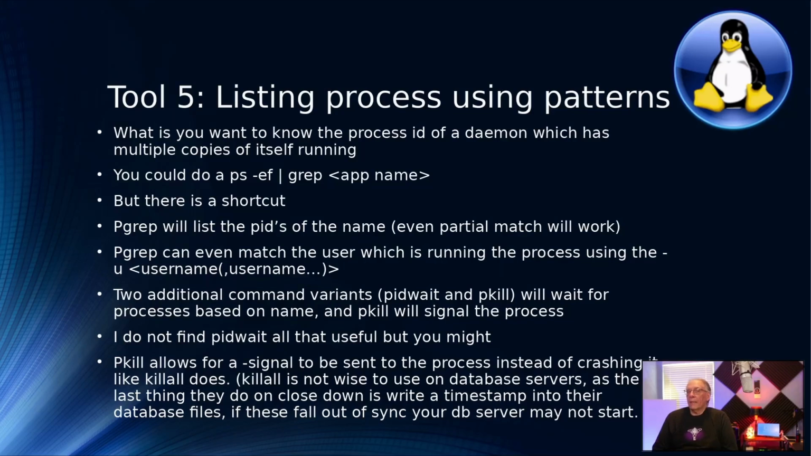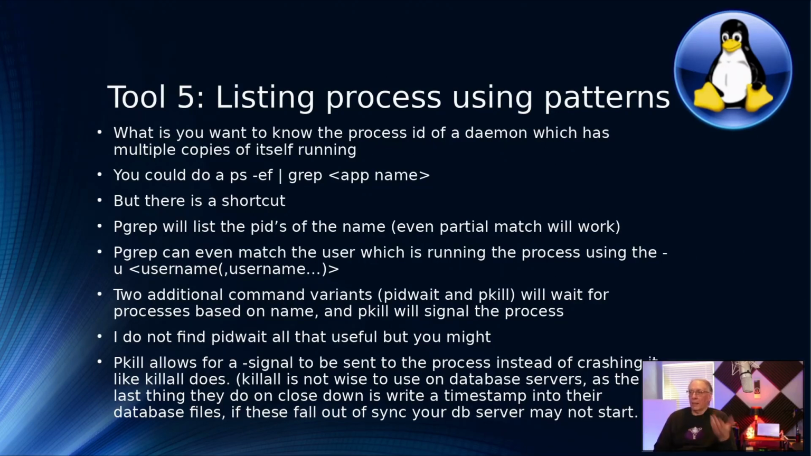Listing processes using patterns. Now, you probably know about ps -ef to list the processes. You probably know about killall and all of those things, but there's another way to do this. And the way I prefer to do it is a shortcut called pgrep. So pgrep will take a list of the PIDs that match a pattern. So I don't have to know the name of the file exactly. I can put a pattern match in and it will match everything that's running according to that pattern.